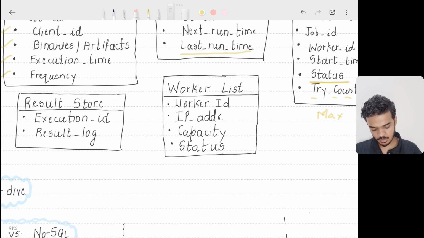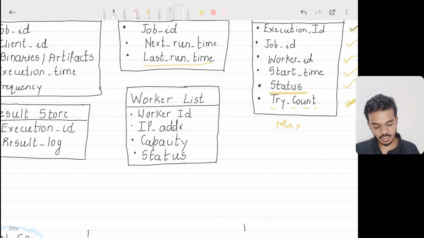Next we'll need the list of worker nodes. So we'll store the worker ID. We'll also need to store the IP address, because the execution service needs to push the binaries and artifacts, and it needs to know the IP address to communicate with the worker nodes.